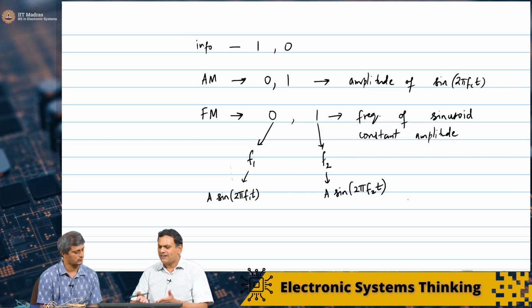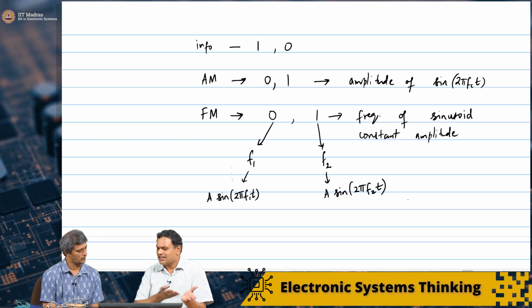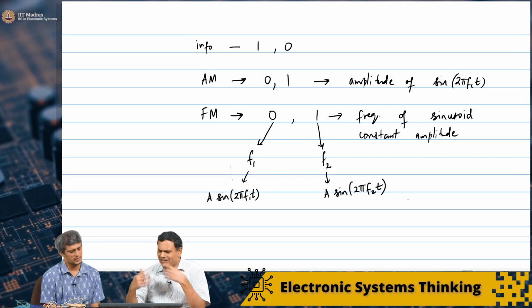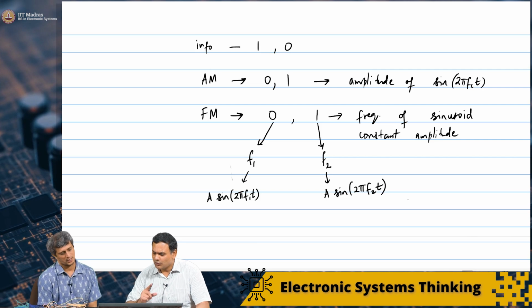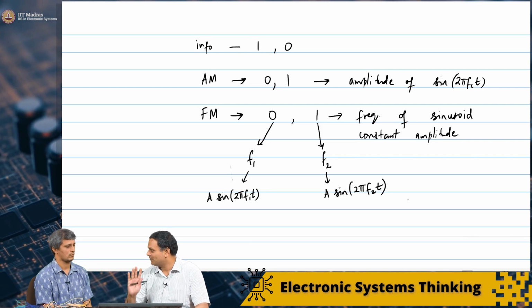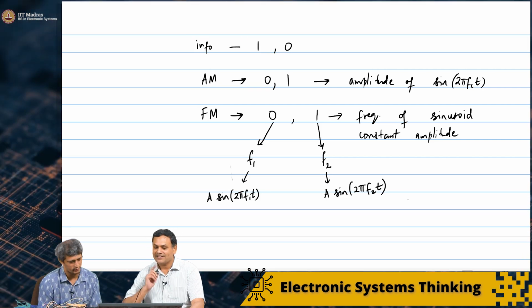In fact, just like before, I have assumed that theta is constant. It can be set to 0 with no loss of generality. So now let us draw the same kind of waveform, message signal, and see what it will look like.